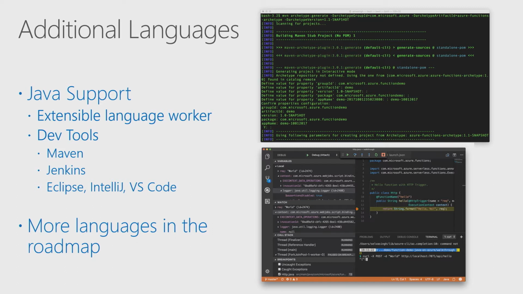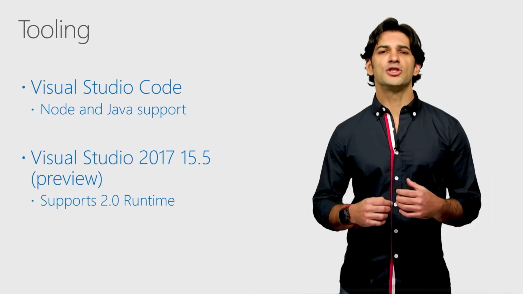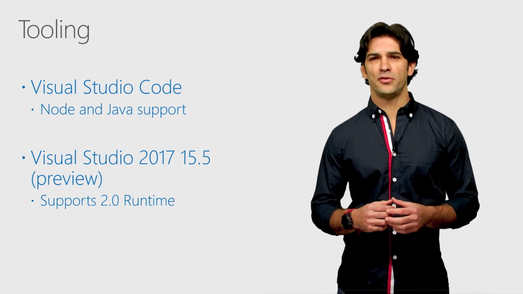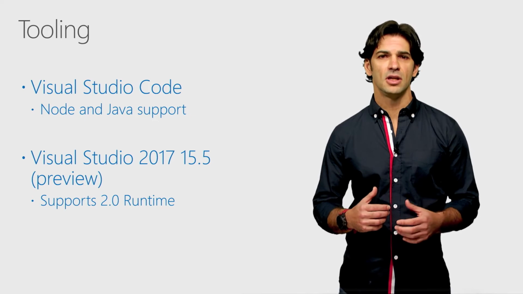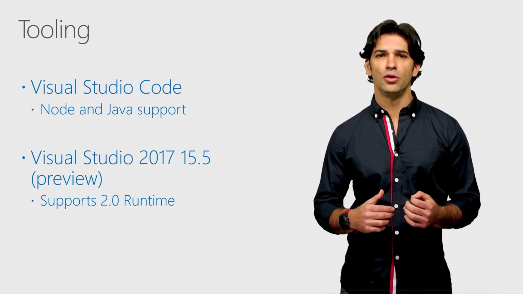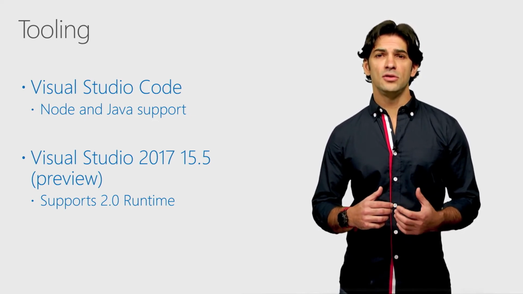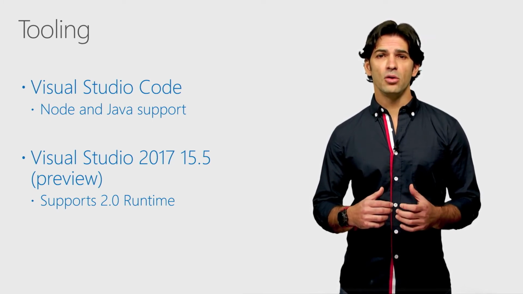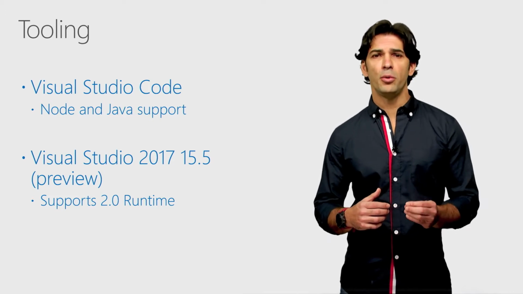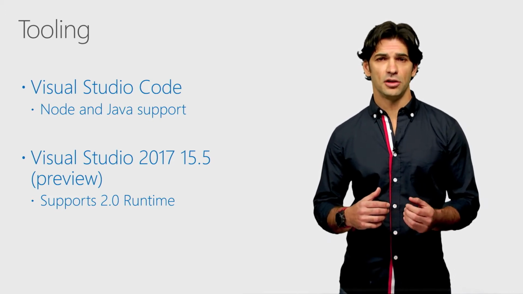Java and Node JavaScript were the first language extensions developed in this new model, and we can expect to continue delivering additional programming languages in the coming months. There are just so many great ways to develop Azure Functions. You can develop in Visual Studio Code on your preferred operating system, where you can create and run your Node or Java functions. You can use Visual Studio 15.5, that's on preview, which supports both developing functions on 1.0 and 2.0 runtime versions that I mentioned earlier.